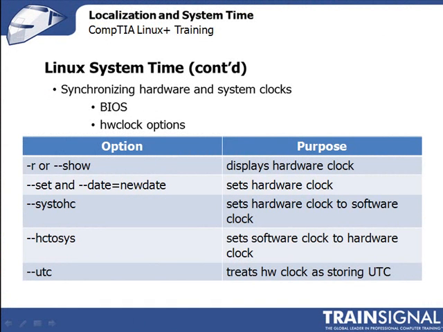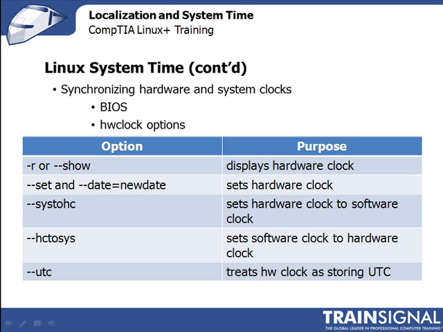To set the hardware clock, you use the command hwclock followed by options. And the options are -r or --show, which displays the hardware clock. Then you've got --set and --date equals new date, which are both used to set the hardware clock. You've got --systohc, which sets the hardware clock to the software clock, and conversely you have --hctosys, which sets the software clock to the hardware clock. And finally, --utc treats the hardware clock as storing UTC time.